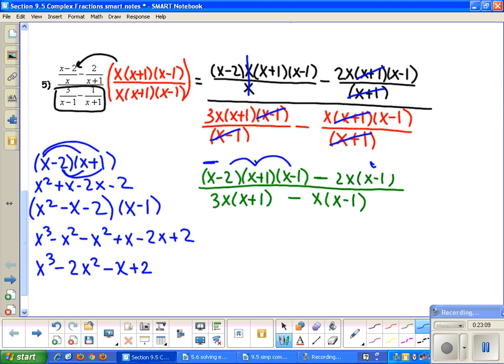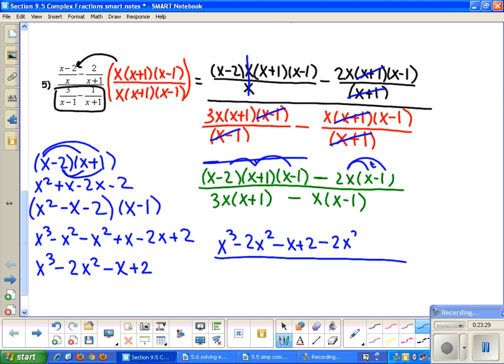So that was these three terms right here that I just multiplied out. So I'm going to write that here: x cubed minus 2x squared minus x plus 2, and then I can multiply 2x times this, so it's negative 2x, so minus 2x squared, and then minus 2x times negative 1 would be plus 2x.